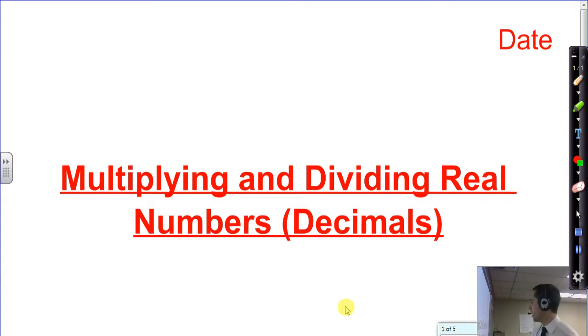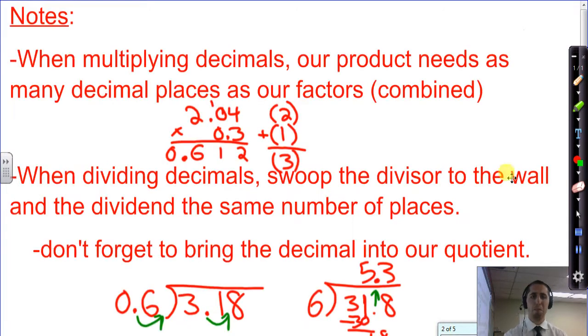Today we're talking about multiplying and dividing real numbers, and we're just talking about decimals today. We'll talk about fractions and mixed numbers in the next video, but there's just too much really to do in one video. So we're just going to talk about decimals right now. So here we go. First note, when multiplying decimals, our product needs as many decimal places as our factors combined.